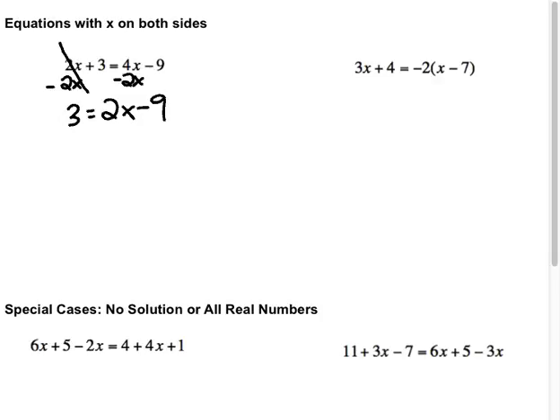And now they're together over there on the right-hand side. So again, that's what you do whenever you have the variable on both sides: add or subtract it completely off of one side to get it solely on the other. And now again, the rest of this is skills that you've already done. Now I can add that 9 over and divide by 2 to get x equals 6.